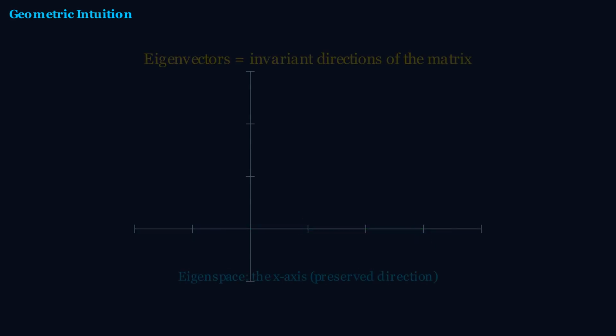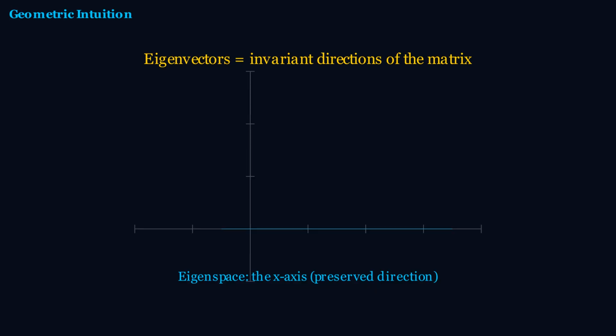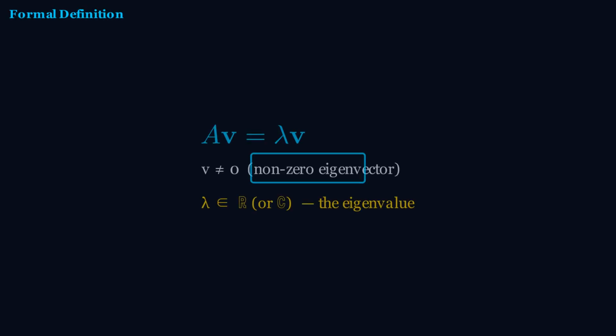Every matrix has these special directions. The eigenvectors are the axes along which the transformation is purely a scaling operation. Once you find them, you understand the essential geometry of the matrix, what it stretches, what it compresses, and what it reflects. These are the natural coordinates of the transformation. The formal definition: a non-zero vector V is an eigenvector of matrix A if there exists a scalar lambda such that A times V equals lambda times V. Lambda is the corresponding eigenvalue.